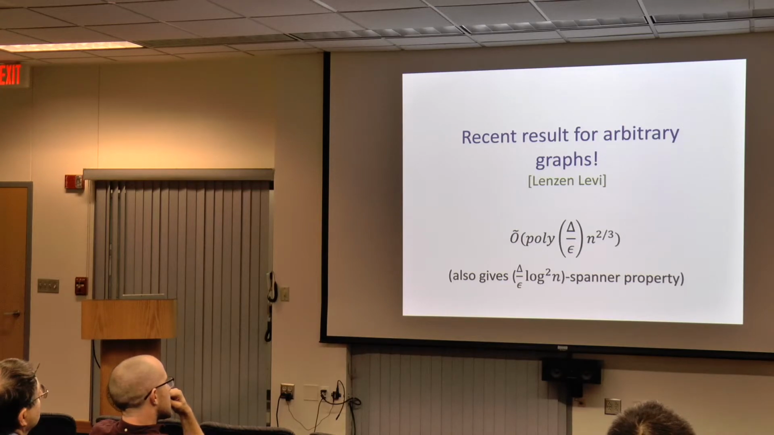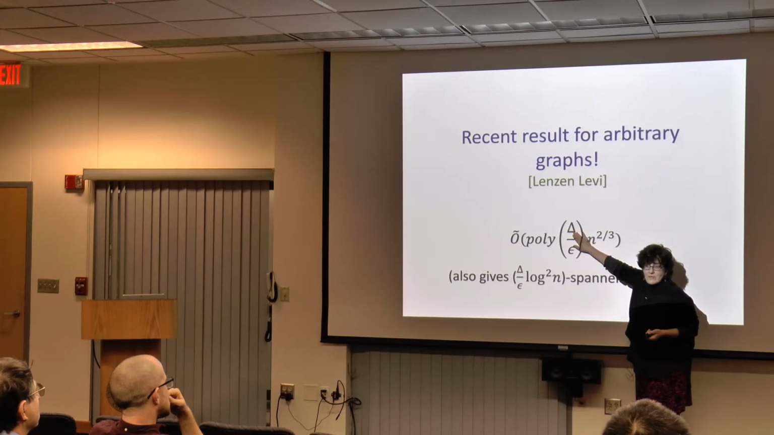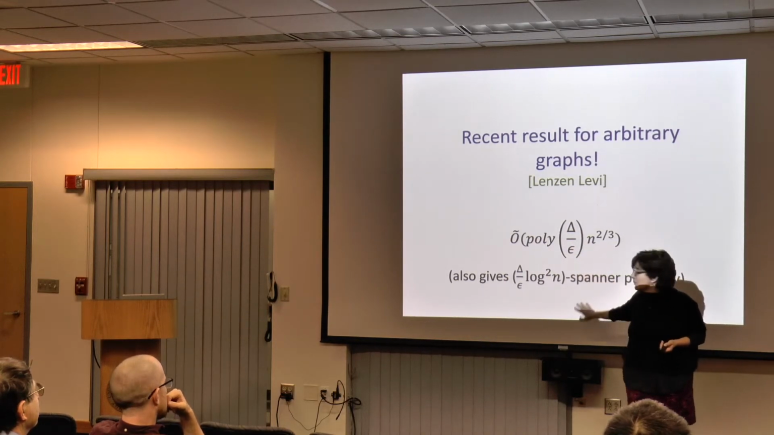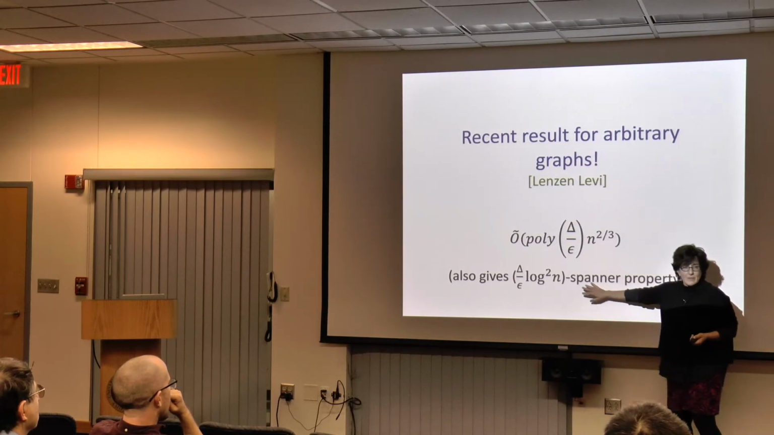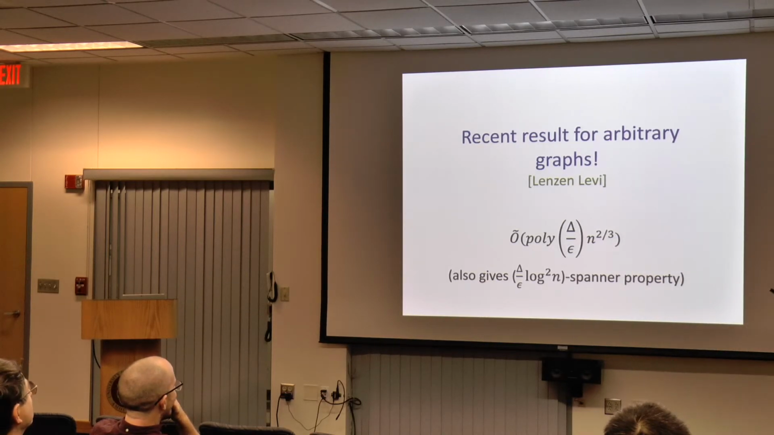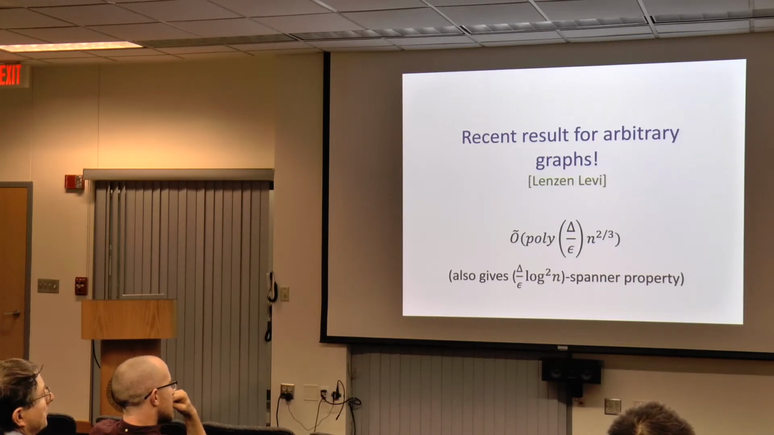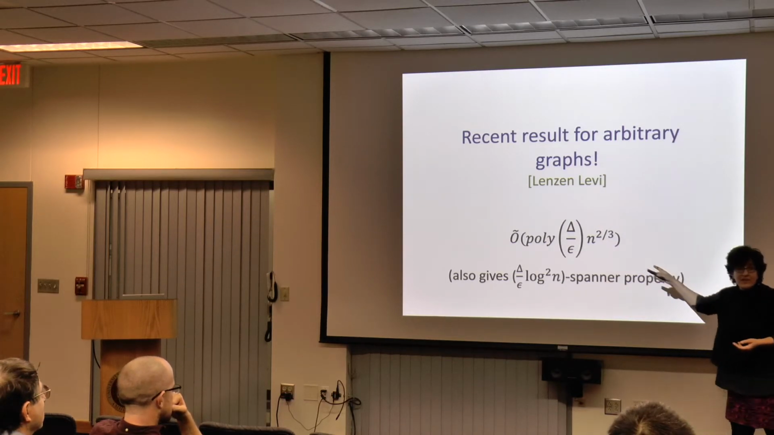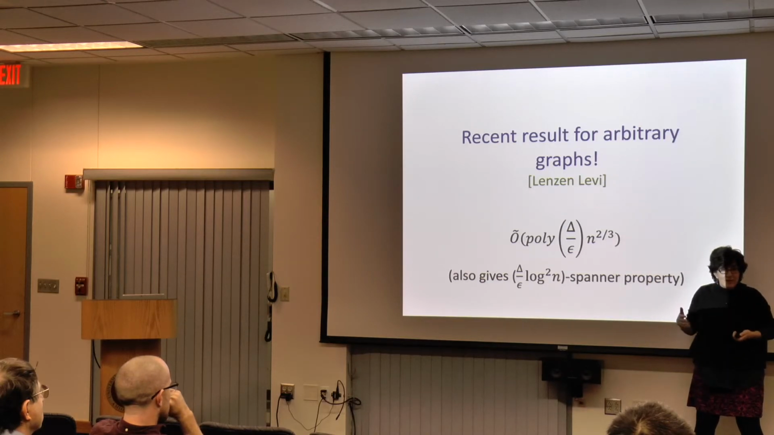There's a new result by Lenzen and Levy showing n to the 2/3 time, and this is probably the max degree over epsilon. So there's this really cool result that shows that you can get this. It also gives a type of spanner property, which I'll leave for later. But it shows that you can do this in n to the 2/3 time. It's still not clear whether the answer should be n to the 2/3 or root n. We have no idea. It's not clear what the dependence on the degree should be. But I think, for this reason, it's kind of surprising from many directions.